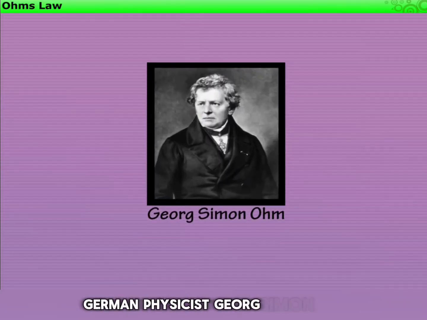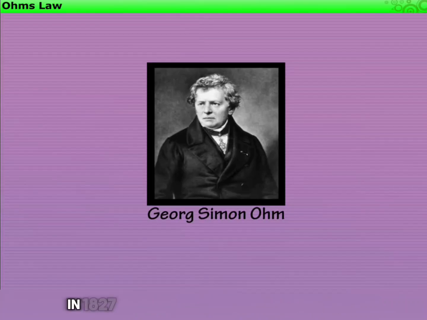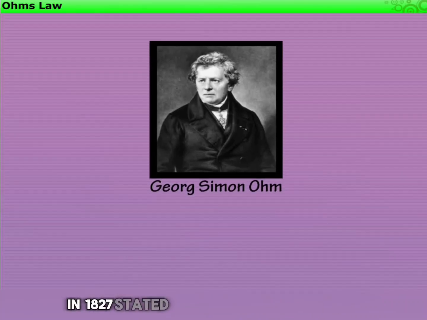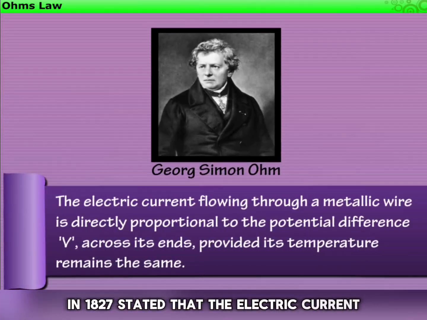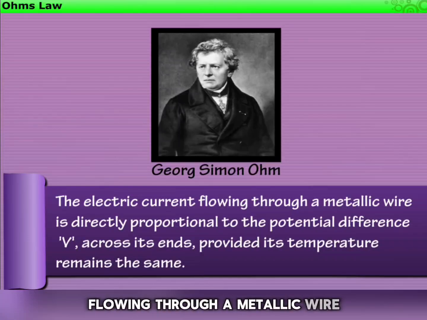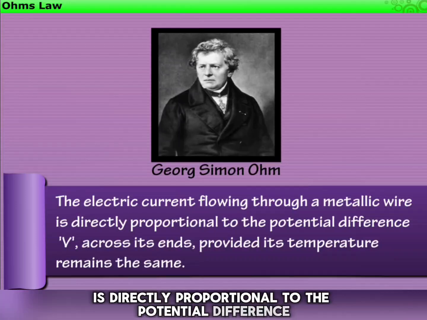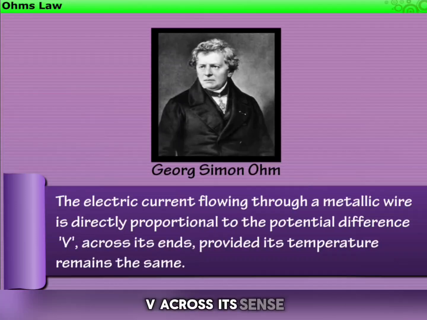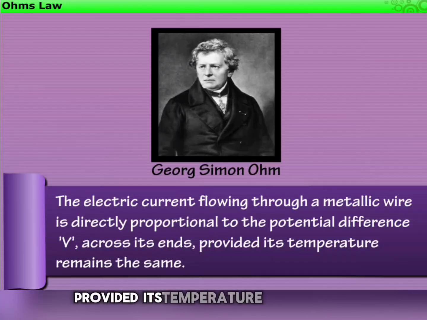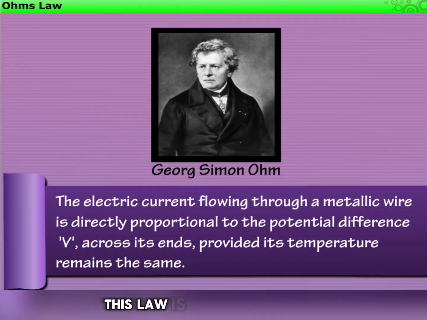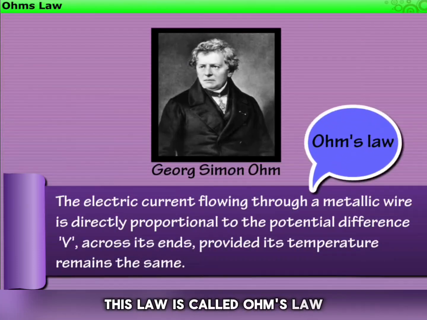Let us study Ohm's law. German physicist Georg Simon Ohm, in 1827, stated that the electric current flowing through a metallic wire is directly proportional to the potential difference, V, across its ends, provided its temperature remains the same. This law is called Ohm's law.